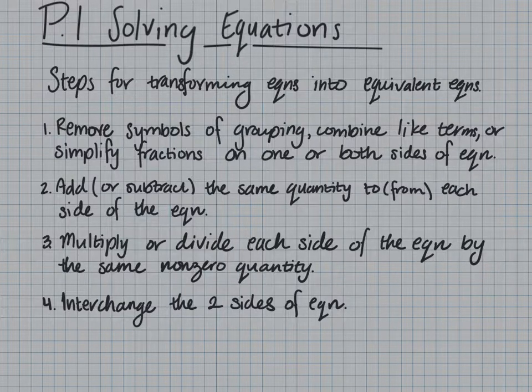So if you look at the first slide that we have here, we're looking at steps for transforming equations into equivalent equations. So we've got 4 different methods we can go through. The first one is removing symbols of grouping, so that would be squares and parentheses, combine like terms, or simplify fractions on one or both sides of the equation. For number 2, we add or subtract the same quantity to or from each side of the equation. And for 3, we multiply or divide each side of the equation by the same non-zero quantity. Lastly, number 4, interchange the 2 sides of equations. So that may mean you have the variable on the right side of the equal sign, you want it on the left, so you just switch sides.